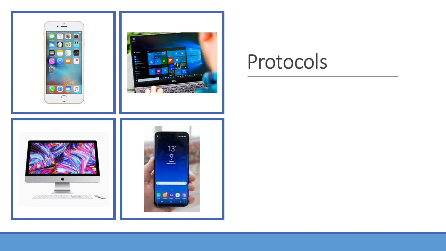And all these devices use different hardware, run different operating systems, use different software. So the question is, how can these devices all communicate and share data if they're designed and built by different manufacturers? Well, the answer is that we have protocols. And a protocol is a set of rules that all devices use to facilitate communication.